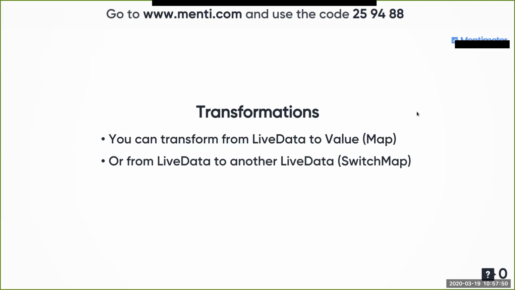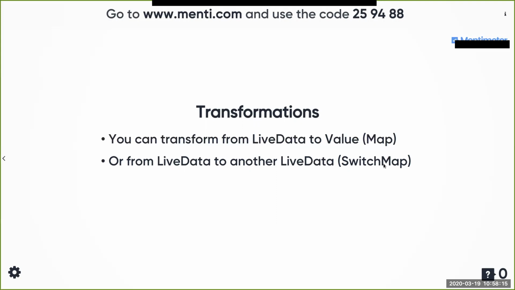Or you can transform one live data into another one, which is what's called a switch map. So for example, if you have a database of, again, say users this time, and then somewhere you store the user ID of the user you're interested in. So your user ID is a piece of live data. So if you update the user ID, then the data changes basically.